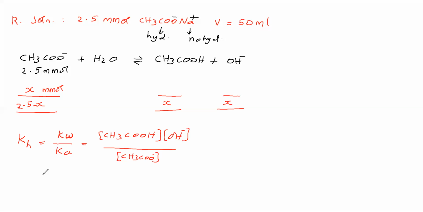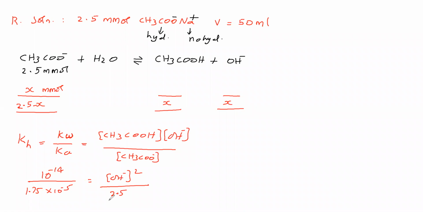Now we will substitute Kw. Kw is 10 power minus 14. Ka is the acid dissociation constant of acetic acid. Ka for acetic acid is 1.75 into 10 to the power of minus 5. Then the acetic acid and OH minus concentrations are equal, so we write concentration of OH minus squared by acetate ion concentration. Acetate ion is 2.5 minus x. Now I will neglect this x and take 2.5 only.